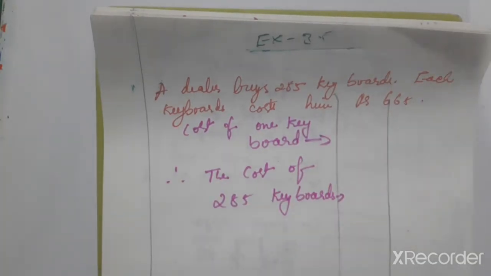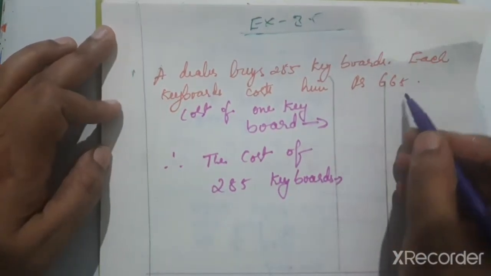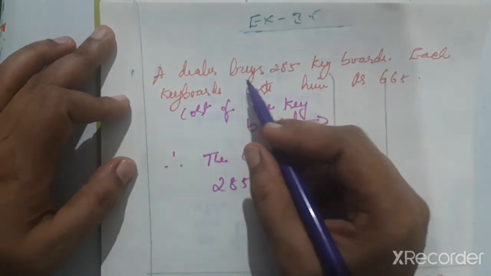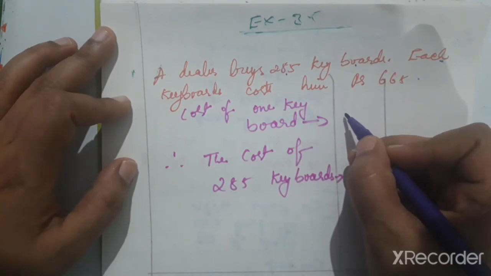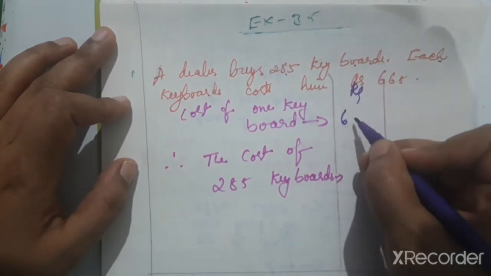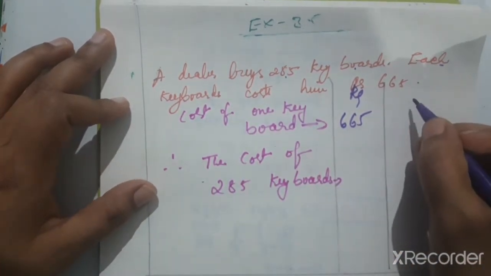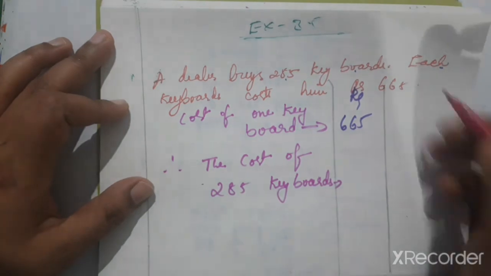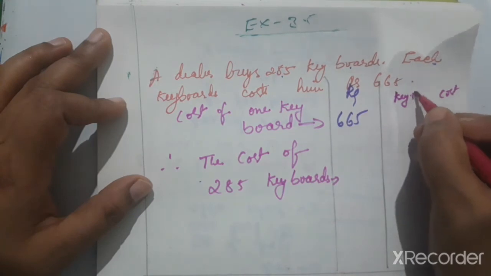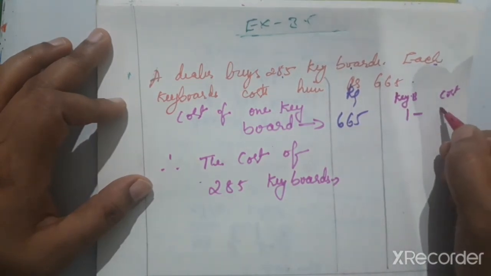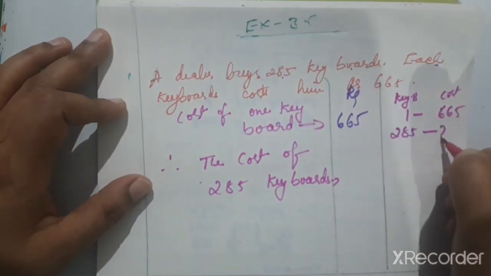Now, the dealer buys 285 keyboards. Each keyboard costs him rupees 665. So the cost of one keyboard is given in the question. Therefore the cost of 285 keyboards is what we have to find. Keyboard and cost: the cost of one keyboard is 665. Therefore, how many keyboards? 285 keyboards, question mark.